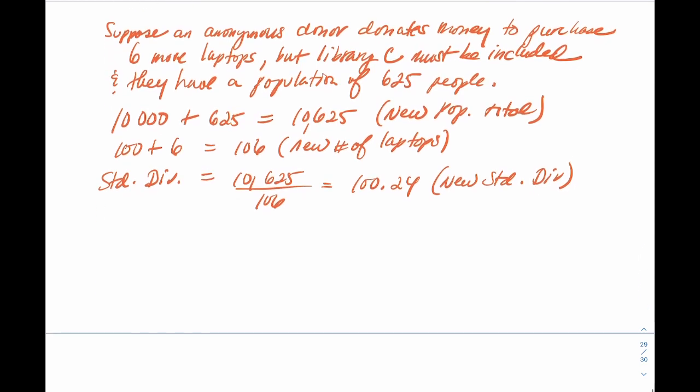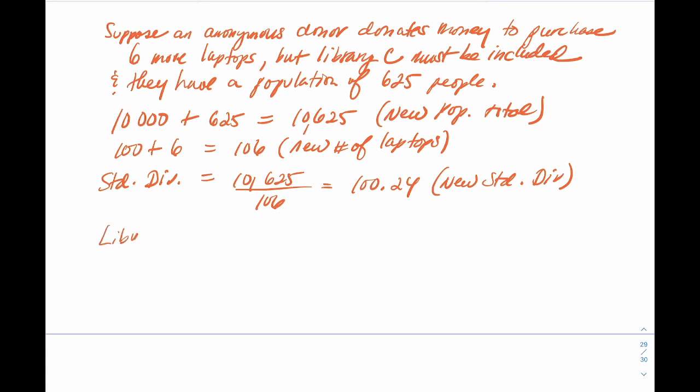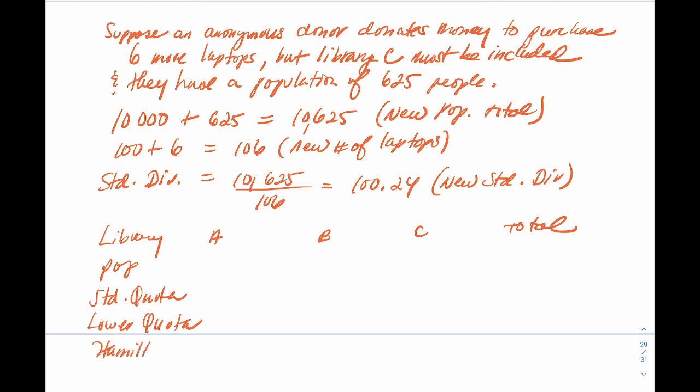Okay, so when I'm making my table, I'm going to now divide the populations each by 100.24. This time I'm dealing with libraries, and it's library A, B, and C, and then a column for total. And then of course we'll put a population row. We'll have our standard quota. Since we're dealing with Hamilton, it's going to be the lower quota, and then we'll do Hamilton's apportionment.